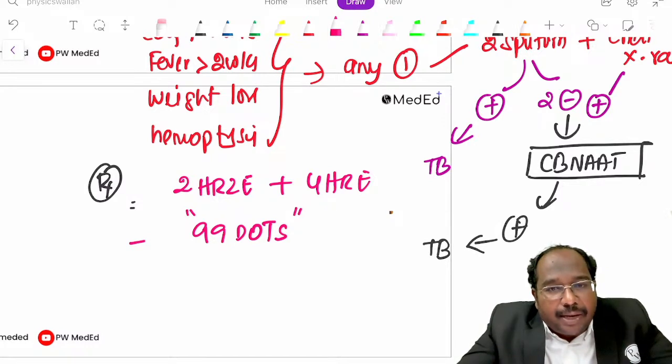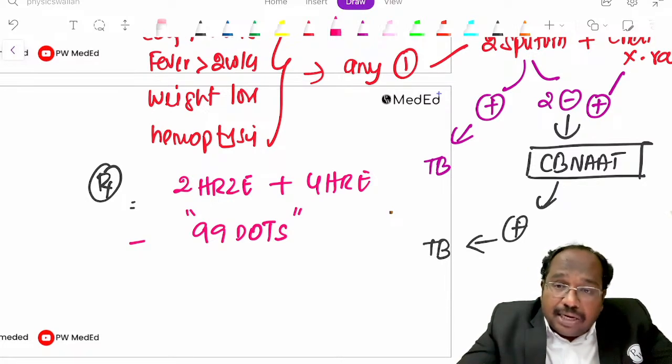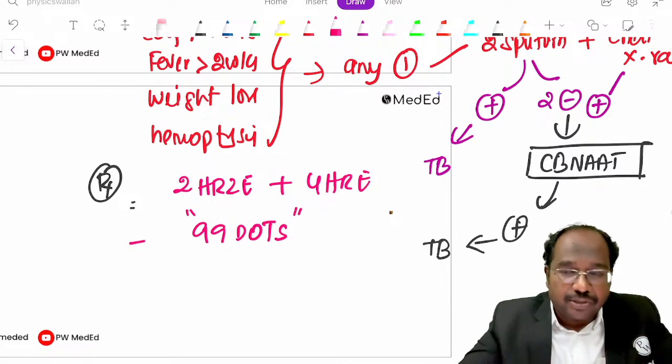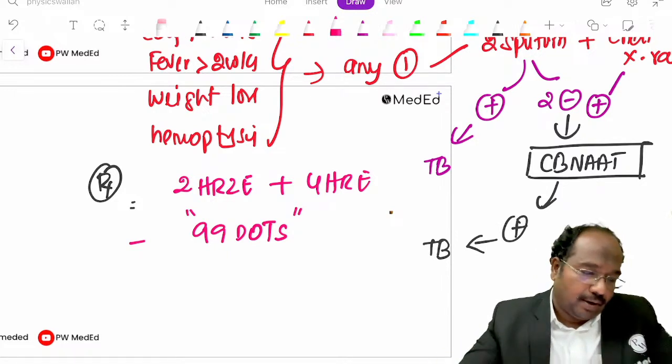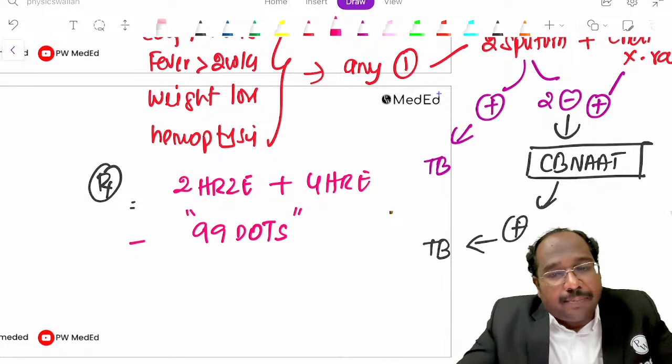What is Nikshay Poshan Abhiyan? Nikshay Poshan Abhiyan means we are giving a nutrition allowance of 500 rupees per month during treatment time. So during the 6 months we give that. Okay, fine. Now what other points we should know here?